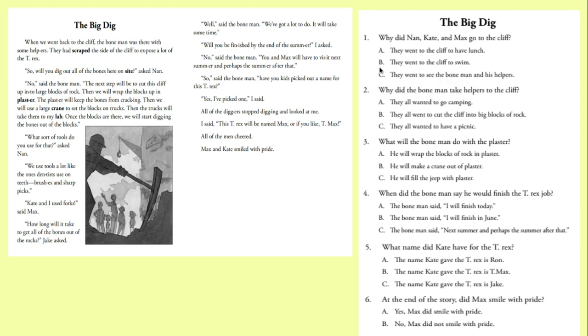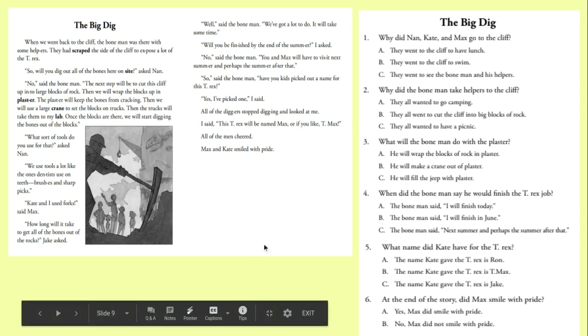And let's go back to our reading to find the right answer. When we went back to the cliff, the Bone Man was there with some helpers. Were they going to have lunch, to swim, or to see the Bone Man and his helpers? Yep, the right answer is C. So, kids, keep on working with the rest of your questions and practice how you have to go into your reading to find the right answers.